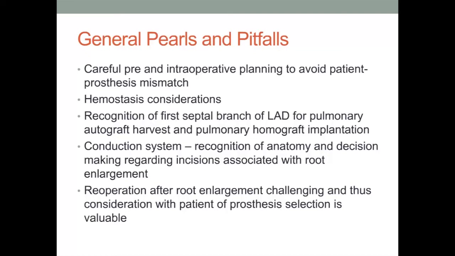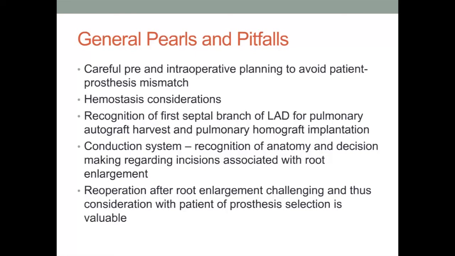The first septal branch of the left anterior descending artery should be meticulously preserved during any proposed pulmonary autograft harvest and subsequently pulmonary homograft implantation. Injury to this vessel can result in significant and at times irreversible left ventricular dysfunction.